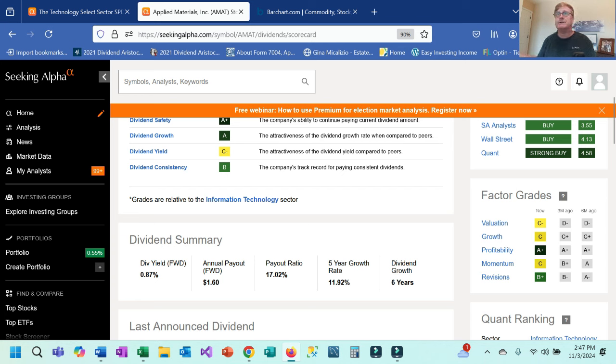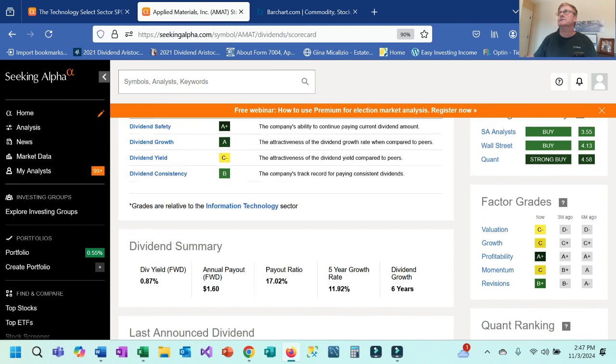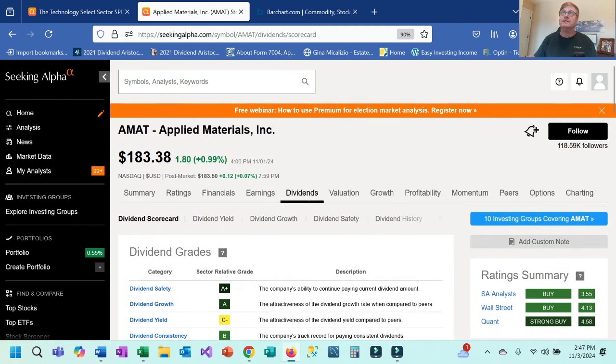So the payout ratio is also very important. Can they maintain the dividends? And they can with such a low payout ratio. And then the five-year growth is very, very high, almost 12%. And then they've been growing dividends for 6 years. Probably they just started paying dividends about 6 years ago is my guess. So I do like to look at that.